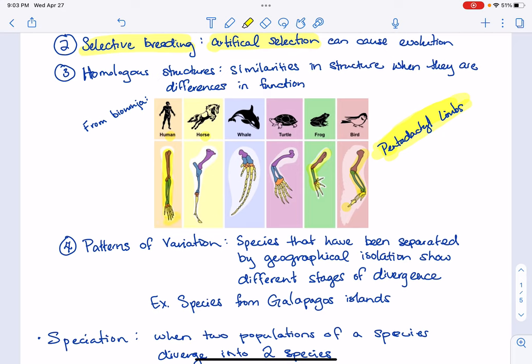In humans, it's our arm. In horses, it's their front limbs. Whales have flippers. Turtles have their little feet, etc. All of these look very different and their function is different. One is for hopping, one is for flying, one is for crawling, one is for swimming. But they all have similar structures when you look at the bones.